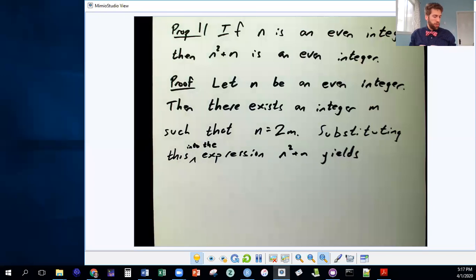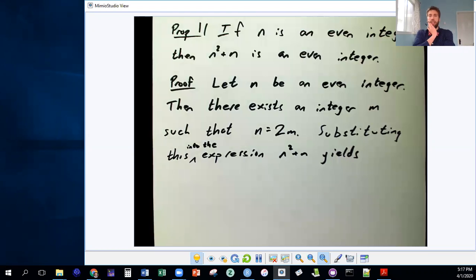Now we're going to do preview activity 2 from section 3.4. And here we're going to do a proof by cases. The proposition we're given in this preview activity is: if n is an even integer, then n squared plus n is an even integer. And so they started the proof for us for this one.